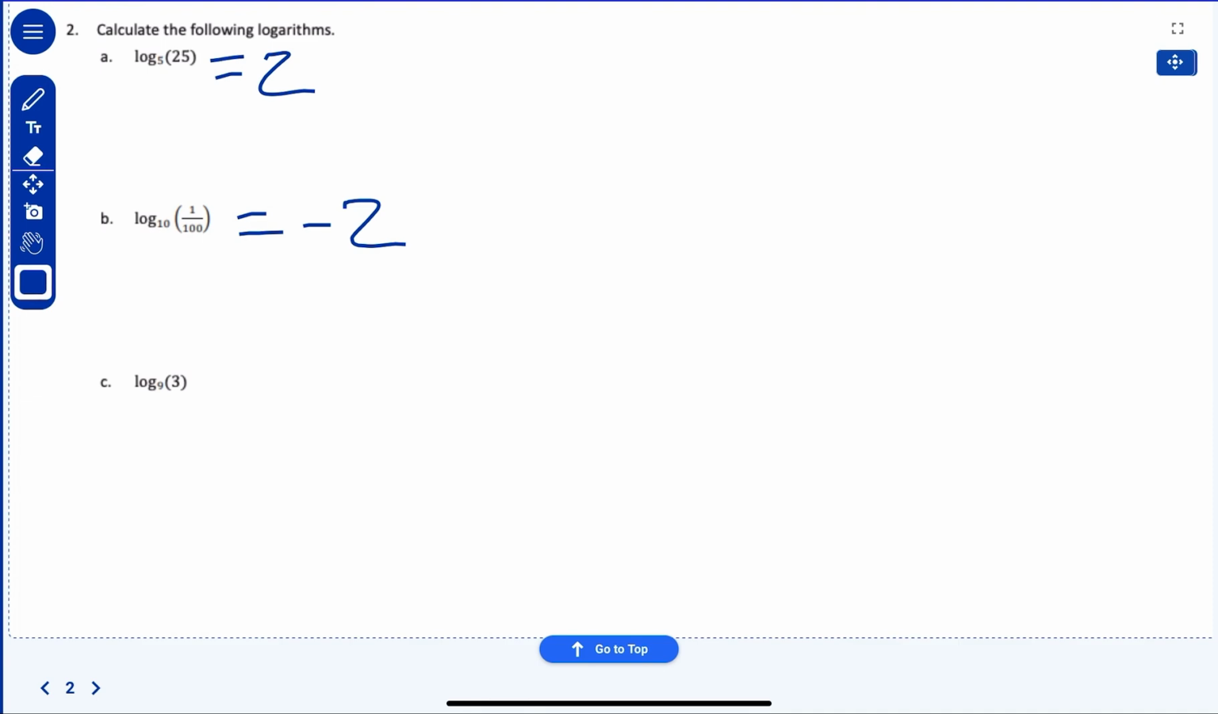Okay, so now to what power of 9 is 3? One half, correct. To what power? We need to do the square root of 9, right? Well, how do you write square root of 9? It's to a 1/2 power.